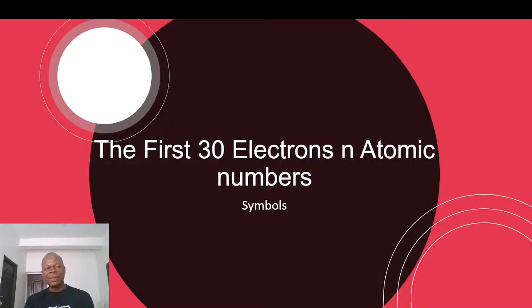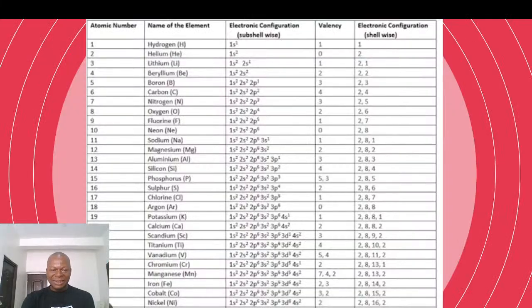Now, what is there is the first 30 elements. You can see there the first 30 elements and their atomic numbers. So I want us to look at the first 30 elements, then look at the atomic numbers, their shells, and their subshells. This is number 1. You have the atomic number. The number 1 element you have there is hydrogen.